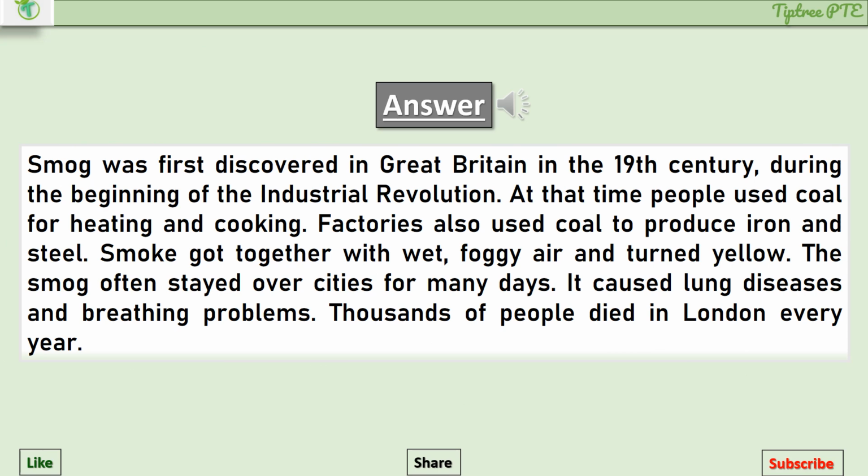Smog was first discovered in Great Britain in the 19th century, during the beginning of the Industrial Revolution. At that time people used coal for heating and cooking. Factories also used coal to produce iron and steel. Smoke got together with wet, foggy air and turned yellow. The smog often stayed over cities for many days. It caused lung diseases and breathing problems. Thousands of people died in London every year.